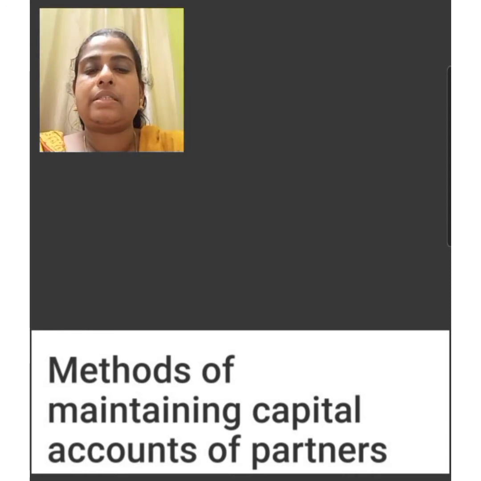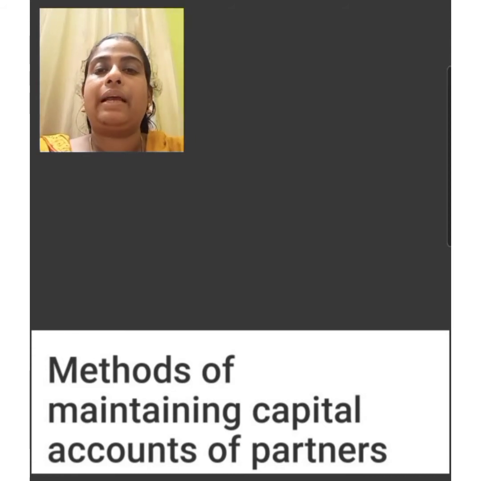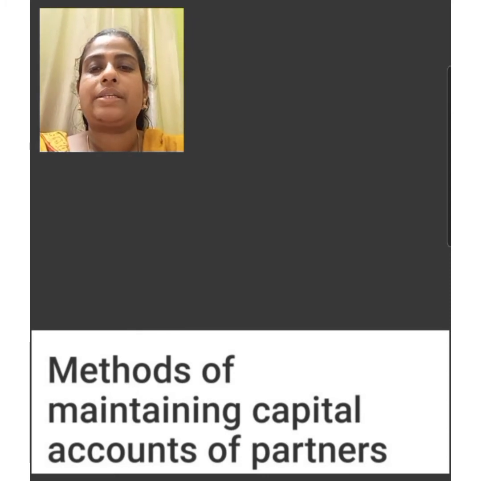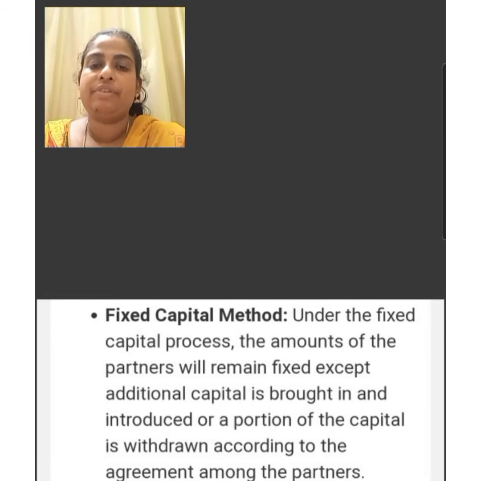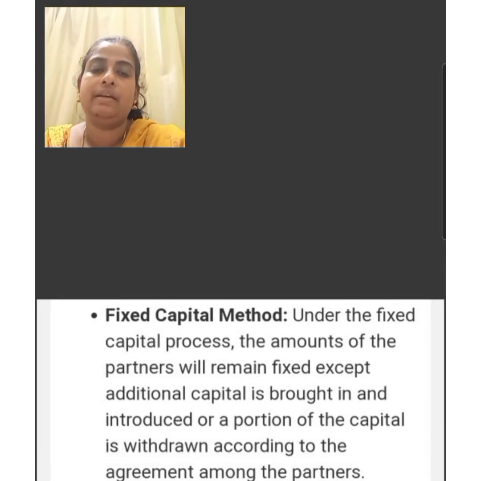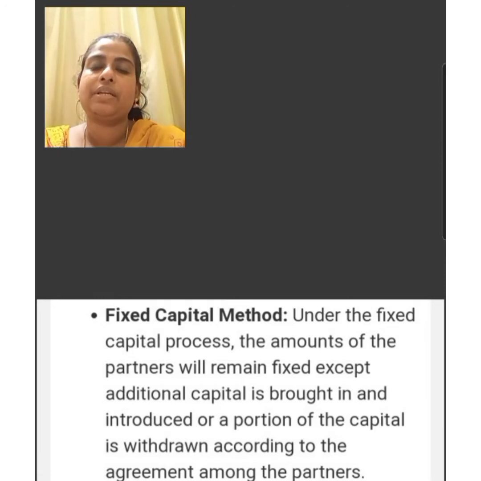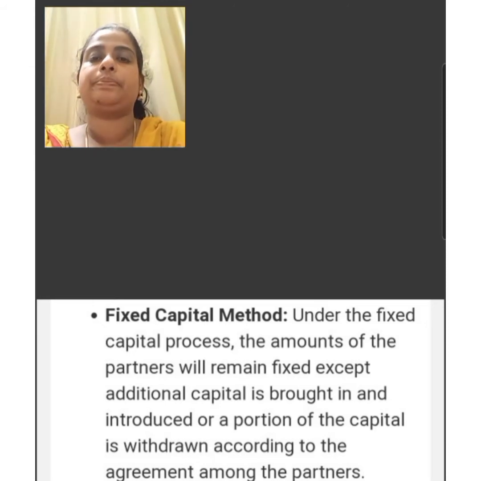The different methods for maintaining capital accounts are the fixed capital method and the fluctuating capital method. First method is the fixed capital method. Under the fixed capital method, the amount of the partners' capital will remain fixed except when additional capital is brought in and introduced, or a portion of the capital is withdrawn according to the agreement among the partners.